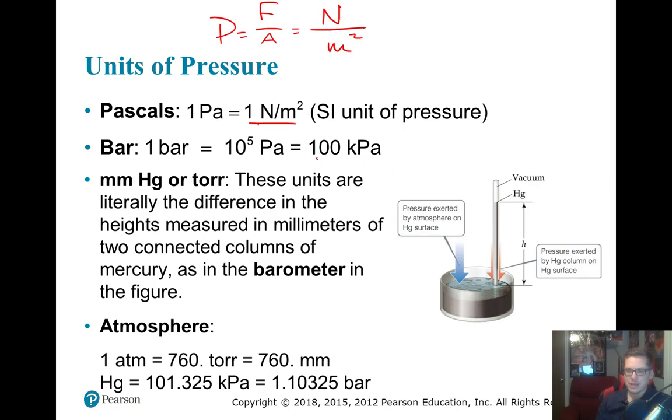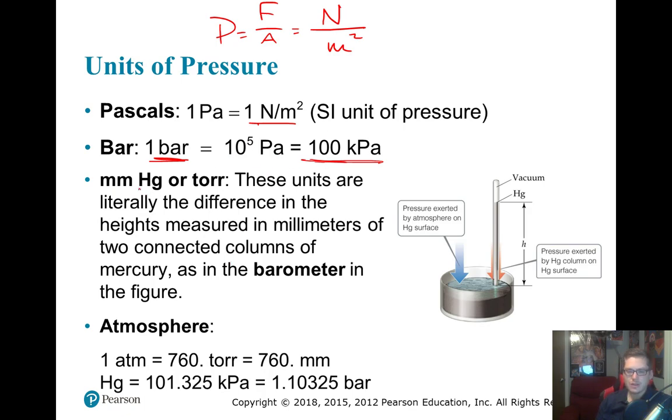If we measure things in pascals, we usually talk about them in kilopascals, which is just 1,000 pascals. So that's the primary way we use pascals. There's also the bar, which is a competing SI unit, and it's 100,000 pascals, or 10 to the fifth pascals, or 100 kilopascals.